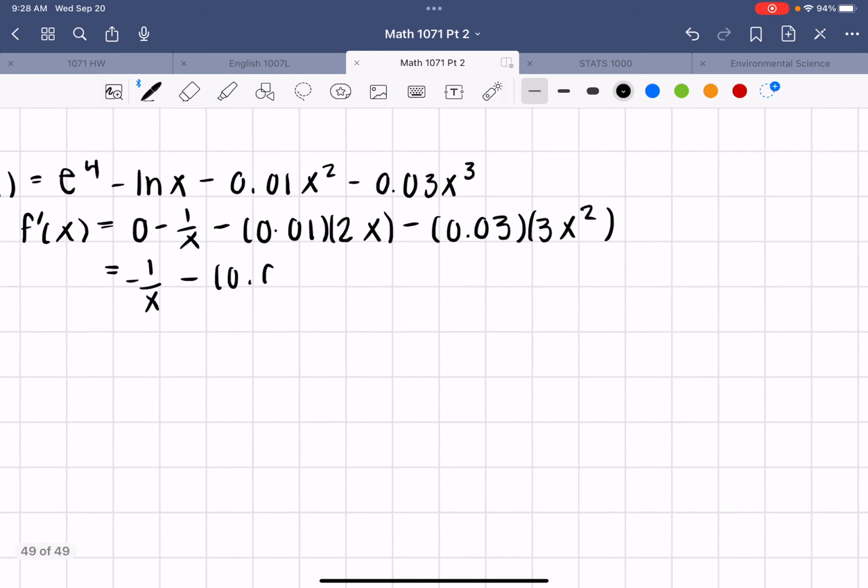Now, let me belabor this point. E to the 4. Are we agreed that's a constant? The way you can spot a constant is because there's no x there, or t, or whatever your variable is. There's not a variable there. It's e to the 4th. So that's why the derivative of any constant is 0.